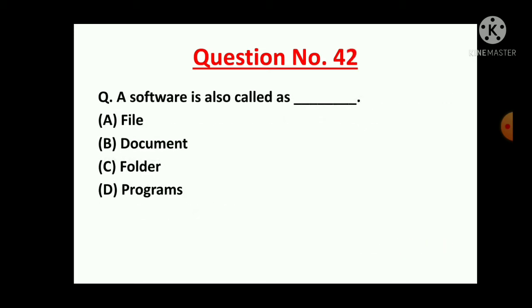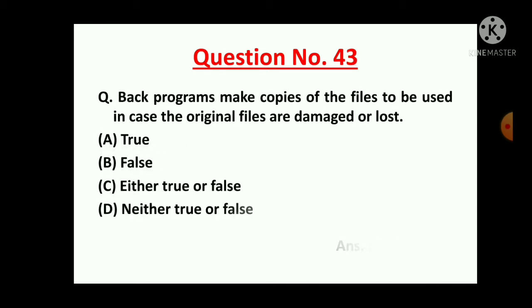Question number 42. A software is also called as file, document, folder, programs. Simple, we know it. Option D, programs. Moving on, question number 43. Backup programs make copies of the files to be used in case the original files are damaged or lost. Option A, true, false, either true or false, neither true or false. The correct answer is true.